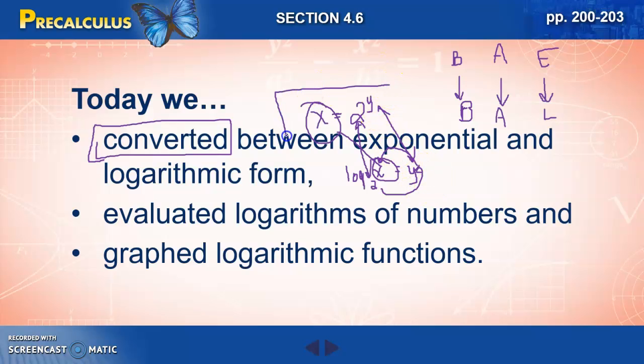Remember, this is only when we're looking at the inverse exponential function. The logarithm is just another way to write the inverse exponential function.